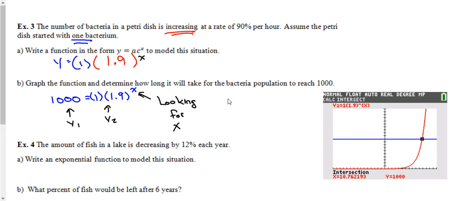So how long will it take? X equals 10.76, and that's in terms of hours. So I'd have 10.76 hours there, or you can have 10.8 hours. Both would have been perfectly fine. There's no decimal place asked for in this question.